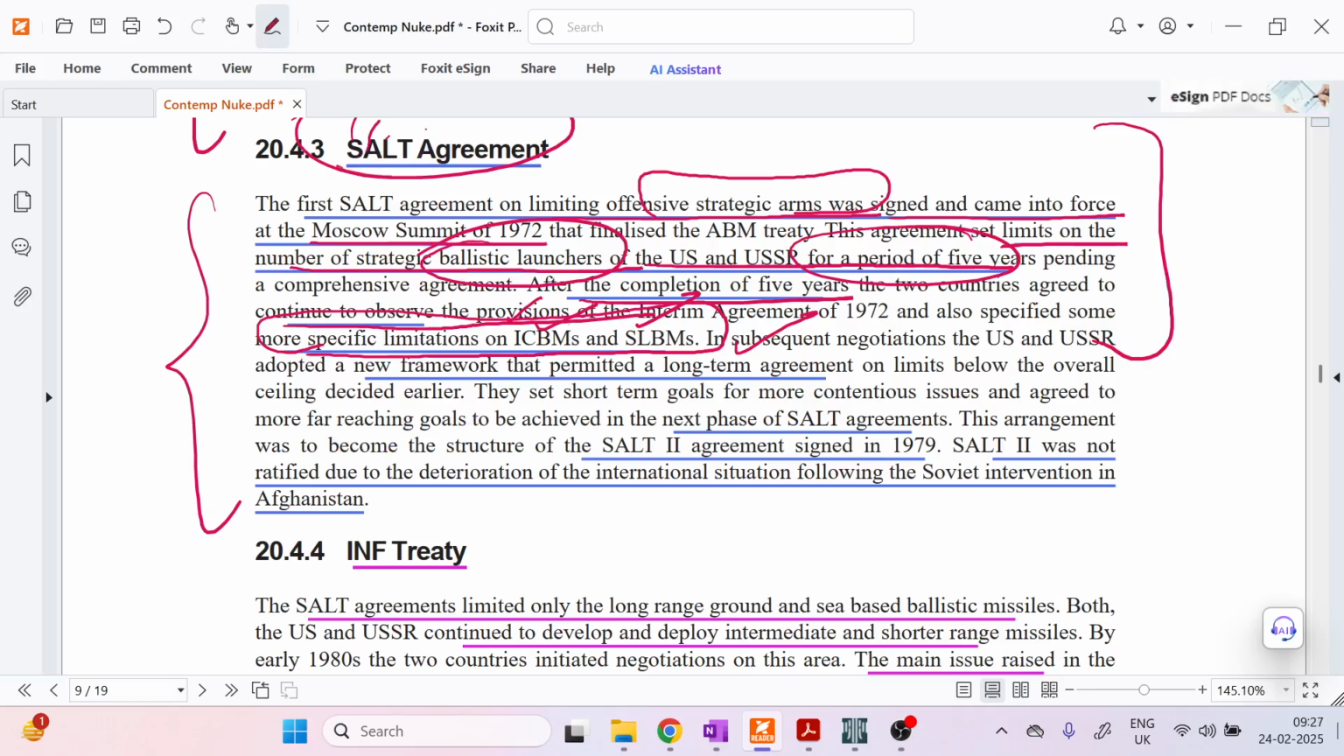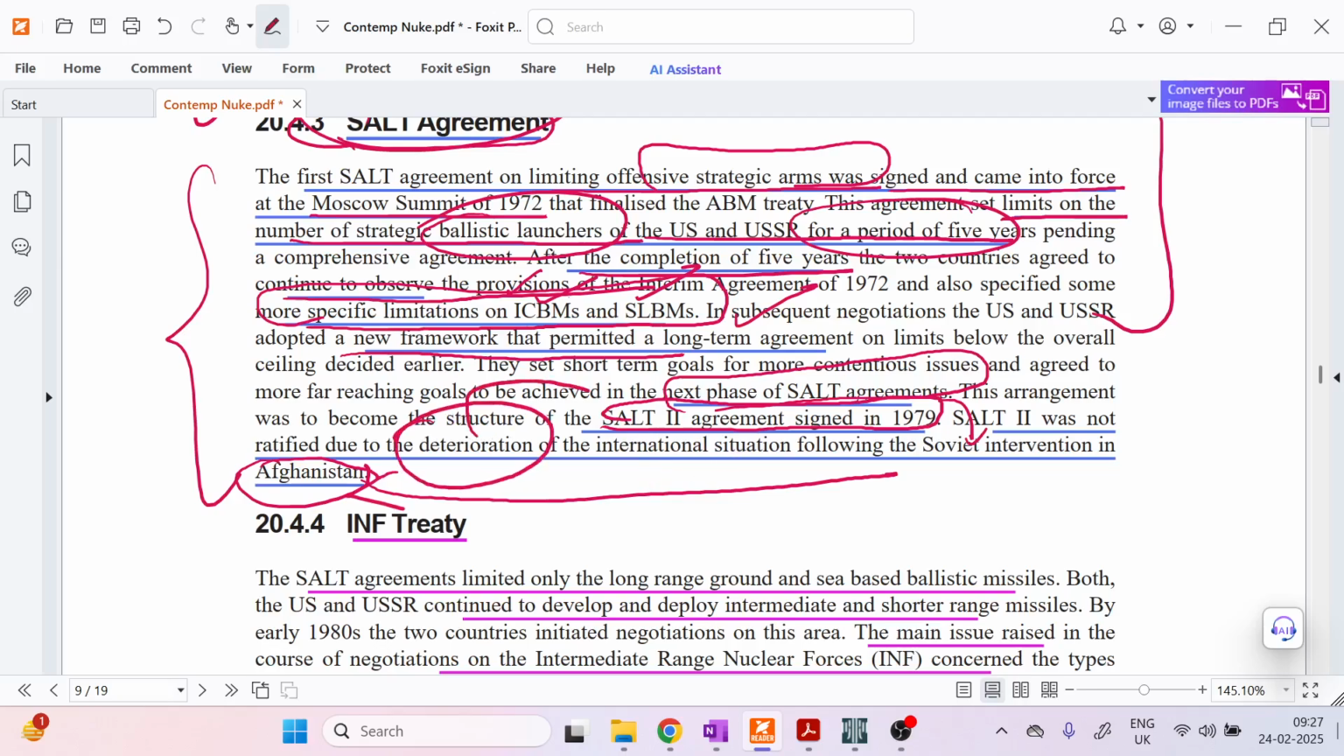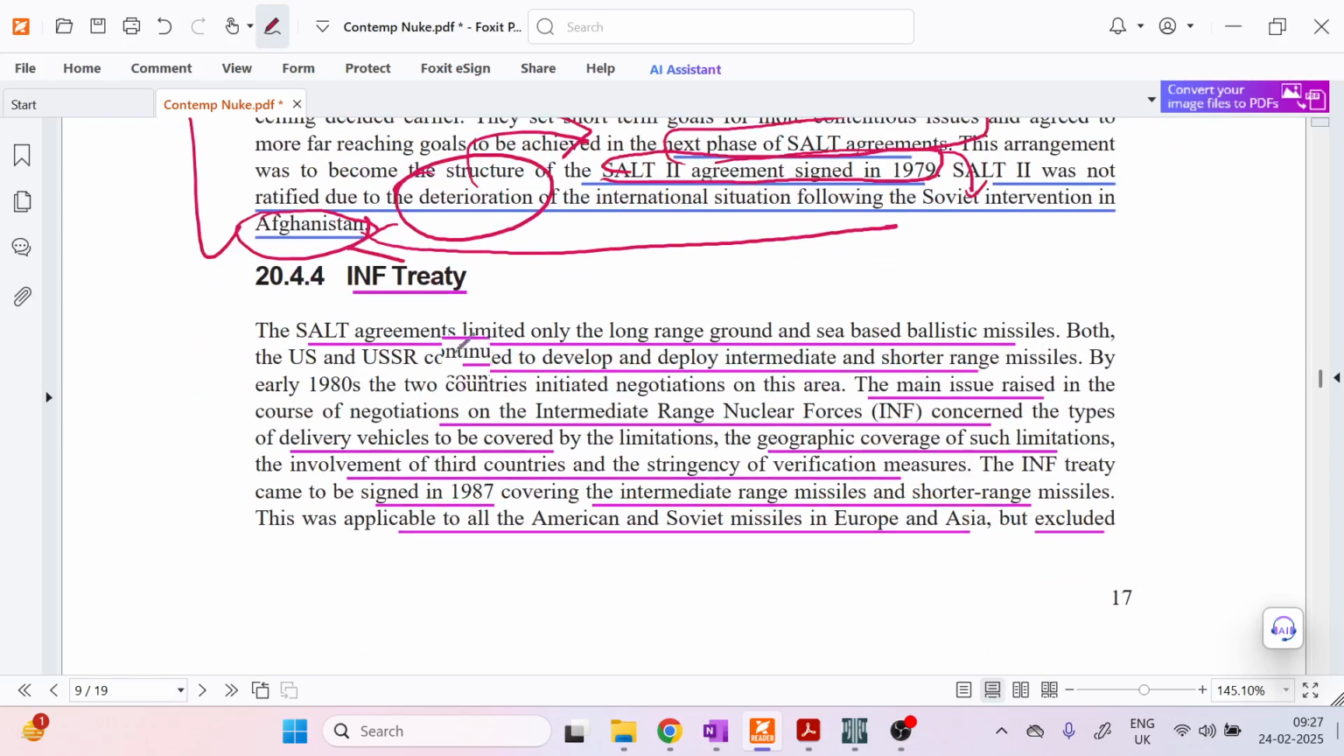And following the success of the SALT 1 agreement, they adopted a new framework and negotiated the next phase of SALT agreements, known as SALT 2, which was signed in 1979. But in that year, 1979, the Soviet Union militarily intervened in Afghanistan, because of which the relations between both countries deteriorated, and this agreement could not be ratified.